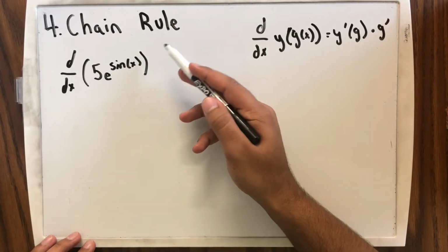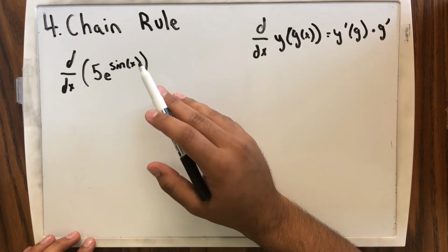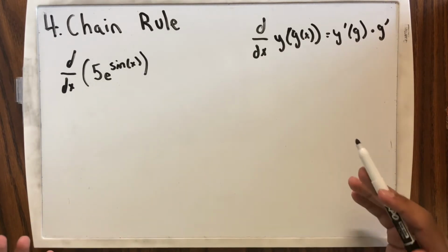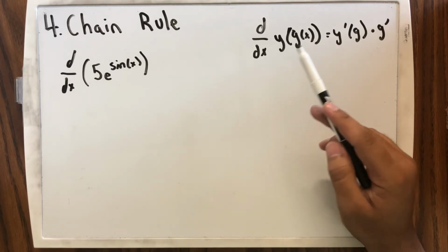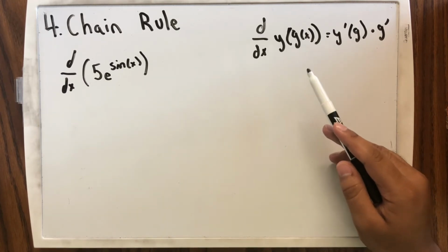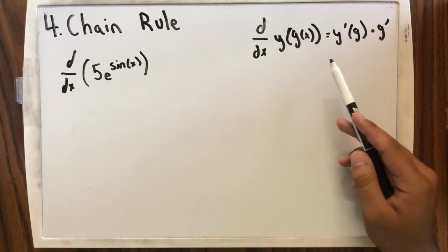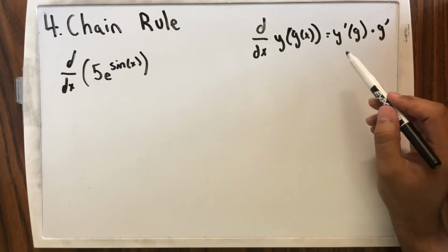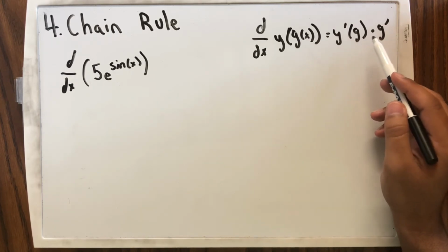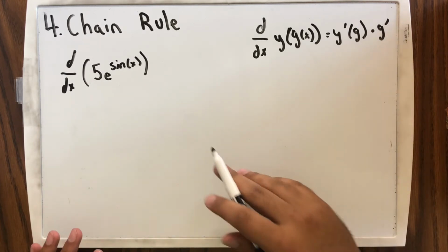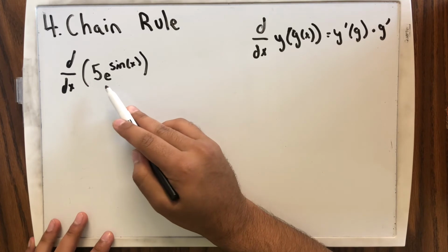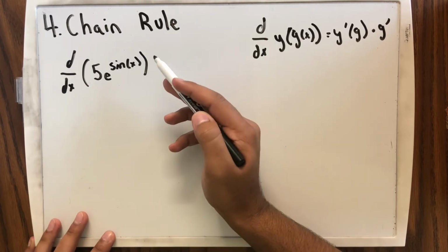The fourth thing we will look at is the chain rule. Now, the chain rule is useful whenever there's a function within a function. So the notation for this one is whenever you take the derivative of y of g of x, it is equivalent to y prime of g of x times g prime of x. Now, in this situation, we will look at 5 times e to the power of sine x.